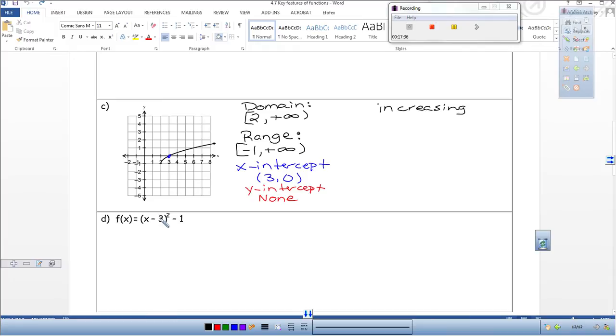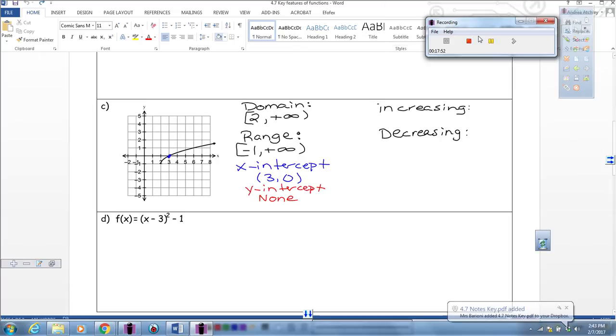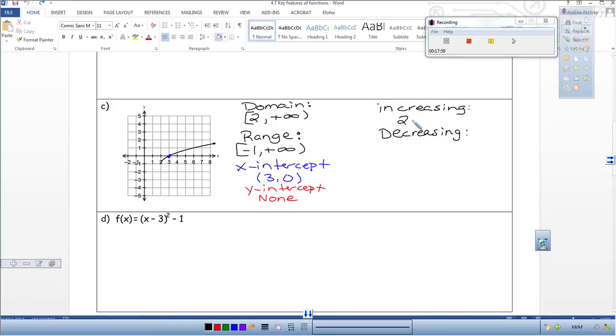Okay, increasing and decreasing. Write it down. Everyone write down when it's increasing, when it's decreasing. Where is it increasing? Okay, it starts at 2 to positive infinity. I can have a bracket on 2 because it just starts at 2. There's no change there. It wasn't decreasing and then started to increase. It just started increasing from there.